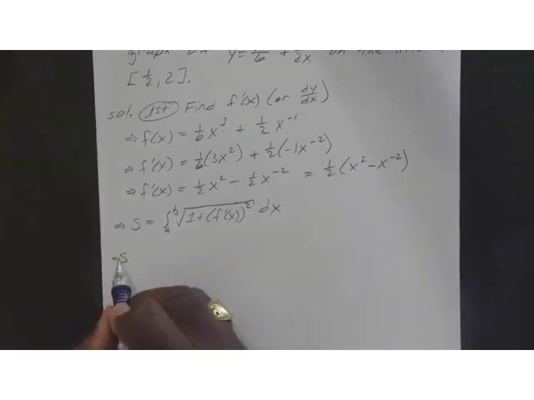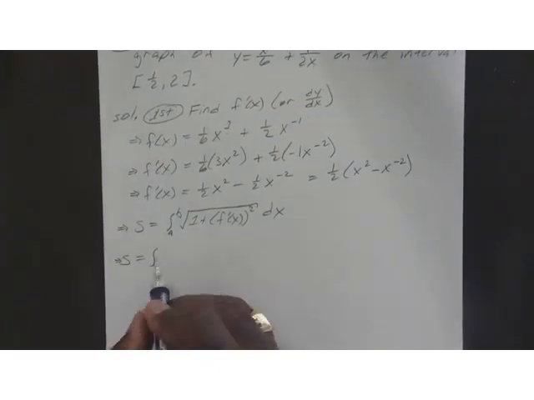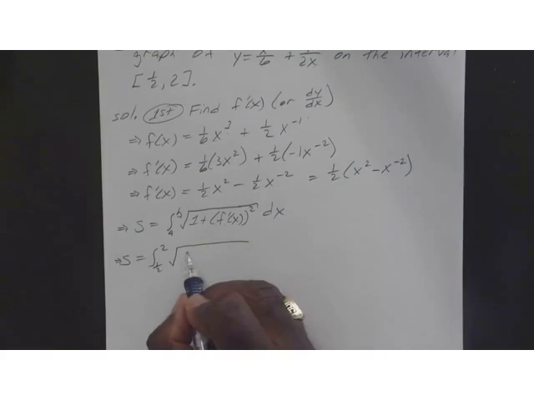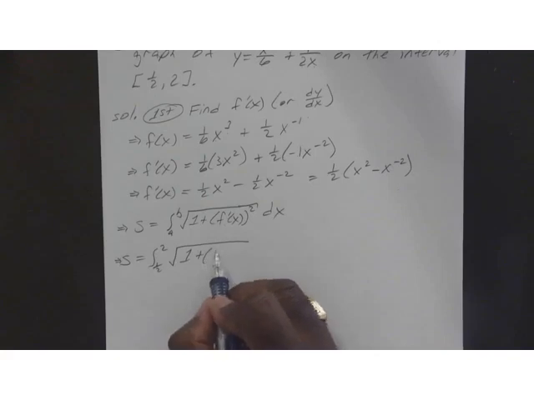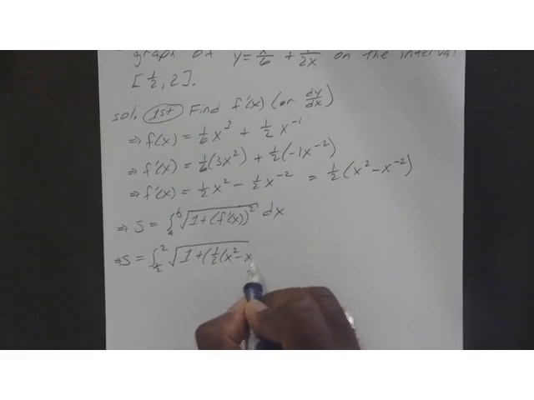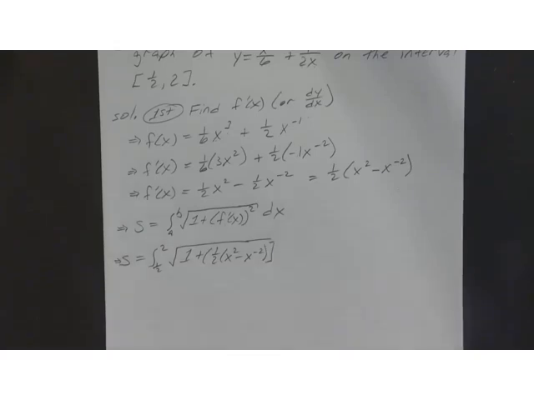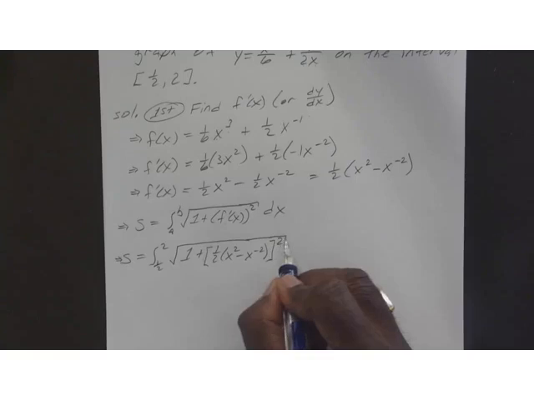So that means our arc length is going to equal the integral from 1/2 to 2 of the square root of 1 plus your derivative f prime of x squared. So that's 1/2 times x squared minus x to the negative 2 power. And I'll use a bracket just to separate the parentheses. Don't want to have a bunch of parentheses in there. Squared with respect to x.